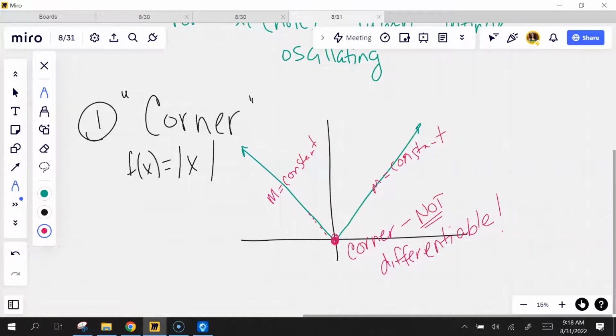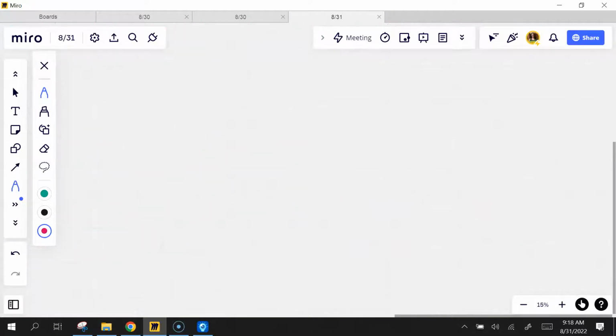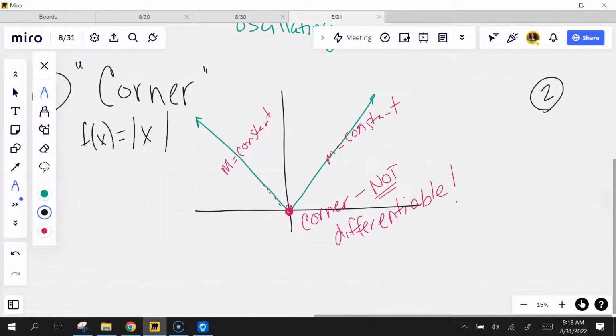They're very obviously completely different as you come in. They're not approaching that same value. It literally looks like a sharp point on the graph. Graphically, you're looking for that sharp point and you know that it's not differentiable. And that's really what we're doing here, examining graphically as opposed to algebraically like we've been doing.